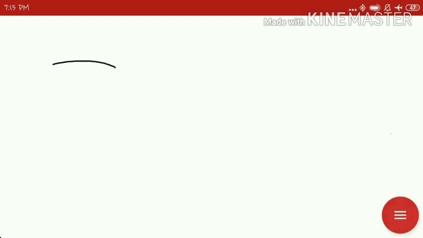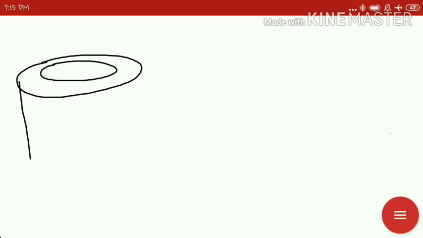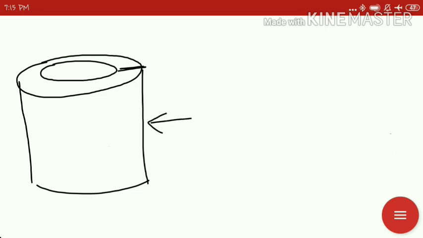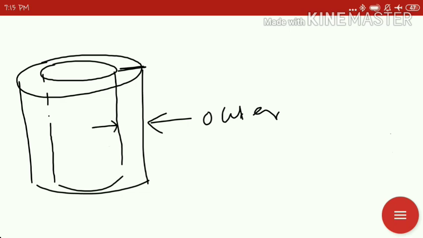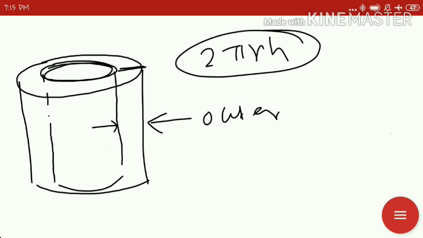As it is said that it has some thickness of 1 centimeter, suppose this is the thickness, 1 centimeter. We need to find out the inner portion and the outer portion. That one is the outer, and whatever is formed inside the cylinder is the inner curved surface area. For any curved surface area, we know the formula, that is 2 pi r into h. That was the curved surface area.